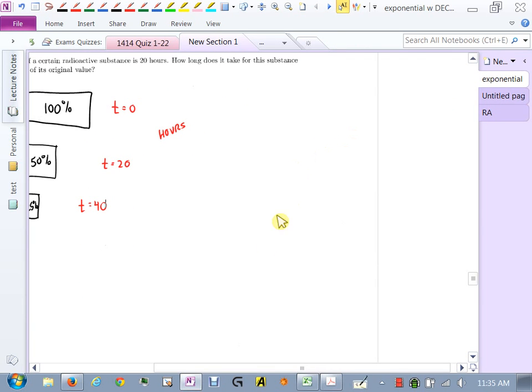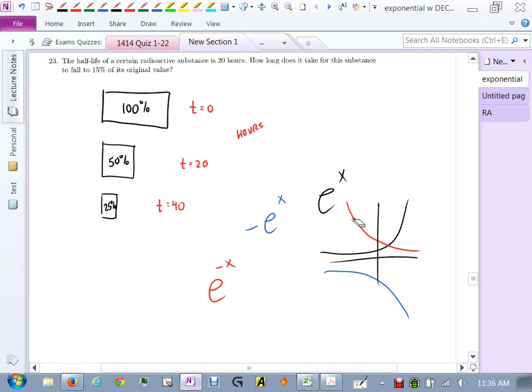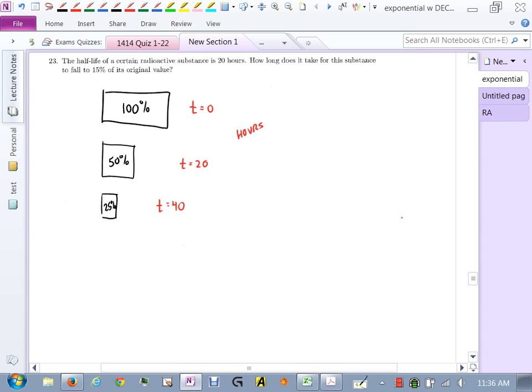Where is it? A negative just out in front of everything. Like if I have e to the x, it's going to look like this. If I have negative e to the x, it's going to look like this, a reflection over the x-axis. But if I do e to the negative x, it's going to look like that. It's the black one here flipped over the y-axis. See the difference between all those? Not with the exponential functions.